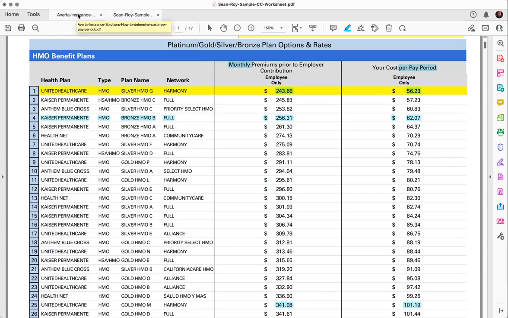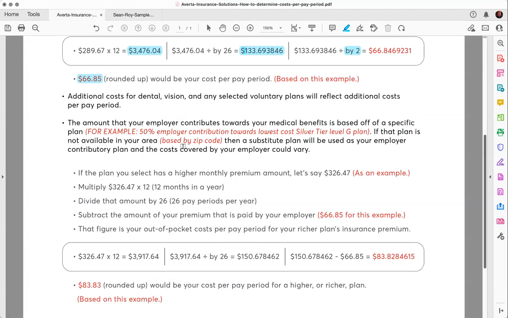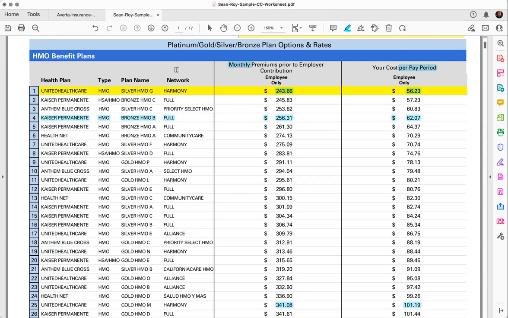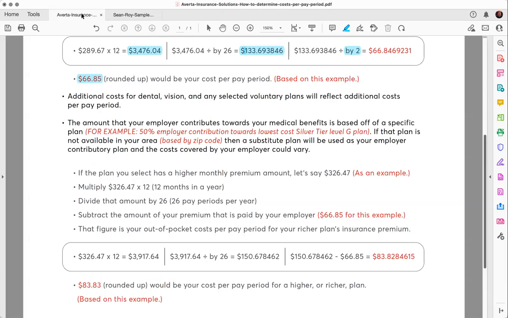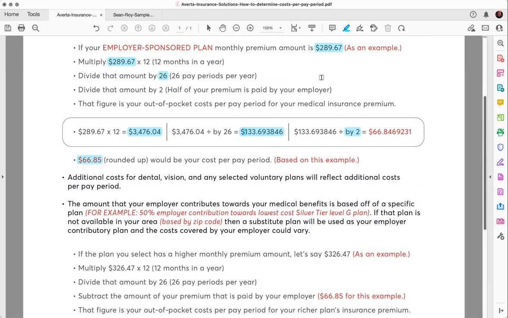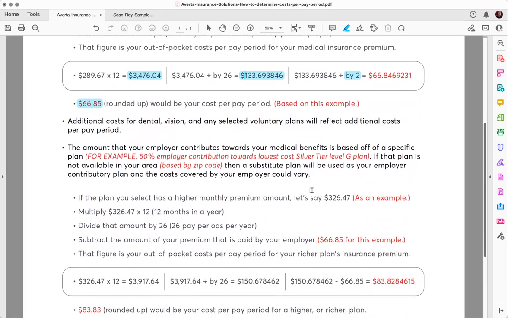So bottom line on your CalChoice worksheet, you're going to see your employer-sponsored plan highlighted in yellow, okay? So let's say you want to take a different plan. Like, let's say, I want this plan, the United Healthcare Gold HMO M, right? And how do they get $119 out of that per pay period? Well, if it's a higher premium, the richer the plan usually means the higher the premium. So let's say now you have a $326.47 premium, right? Instead of $289, okay? A little bit more.